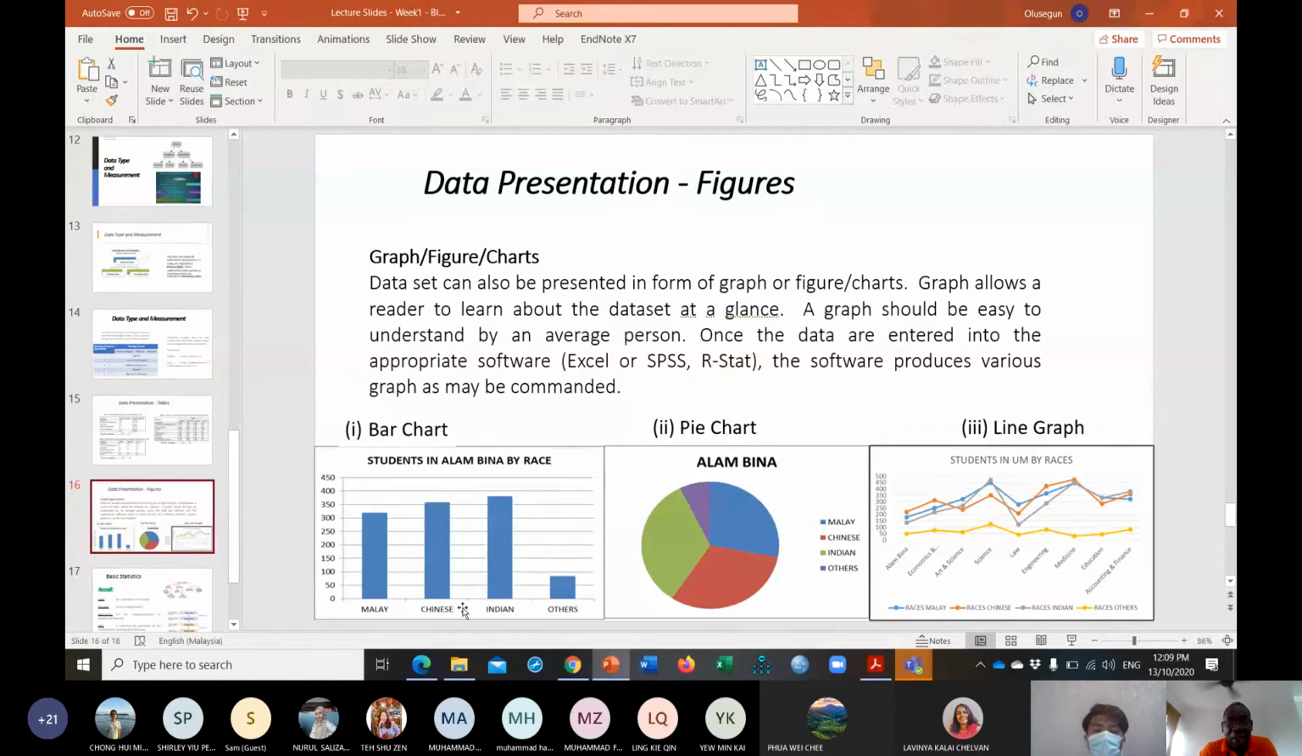All these figures you're seeing here are hypothetical. They are not real life conducted. You look at this and you can say, oh, from here one can quickly see this is the spread, and this is information. Anybody can rely on this and say students in Alambina are more of this tribe or this race or not. Then from the bar chart, you can easily see which one is greater.